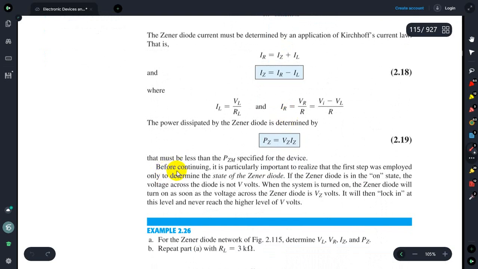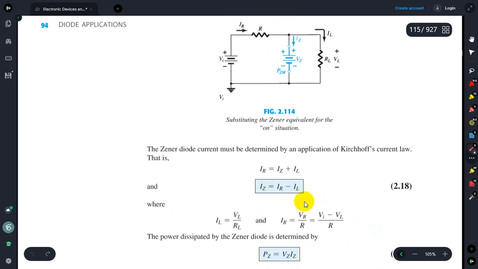Before continuing, it is particularly important to realize that the first step was employed only to determine the state of the zener diode. If the zener diode is in the on state, the voltage across the diode is not the V volt. When the system is turned on, the zener diode will turn on as soon as the voltage across it is Vz volt. It will then lock in at this level and never reach the higher level of V volt. So make sure when the zener diode is on, it will get locked and will not change.